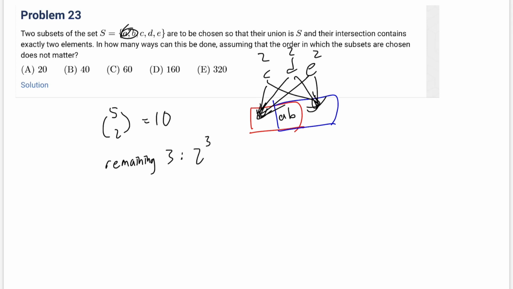This is 2 to the 3rd power, but then it has to be divided by 2, since C, D, E all coming here and C, D, E all coming here are the same thing. C, D, and E are the same thing as E and C, D, so it has to be divided by 2. So the answer is 10 right here, multiplied by this thing. So it's 2 to the 3rd power over 2. This is 10 times 2 to the 2nd power. This is 40. The answer is B.